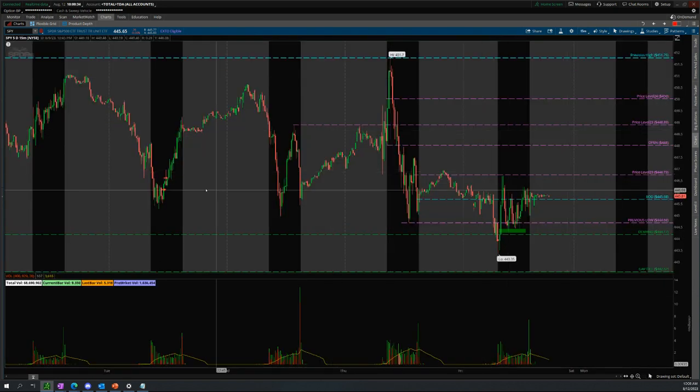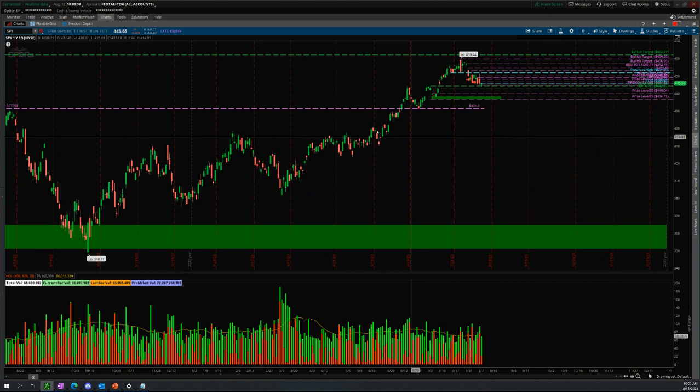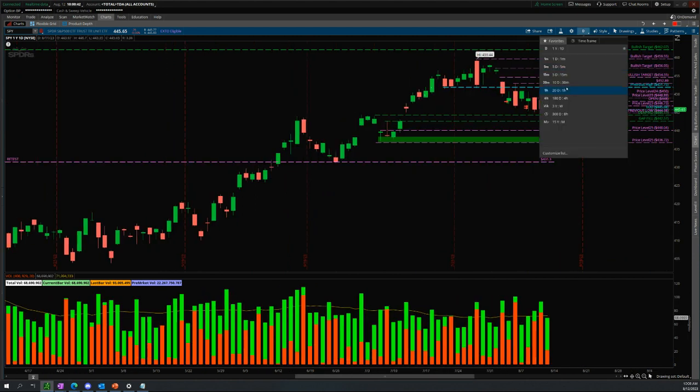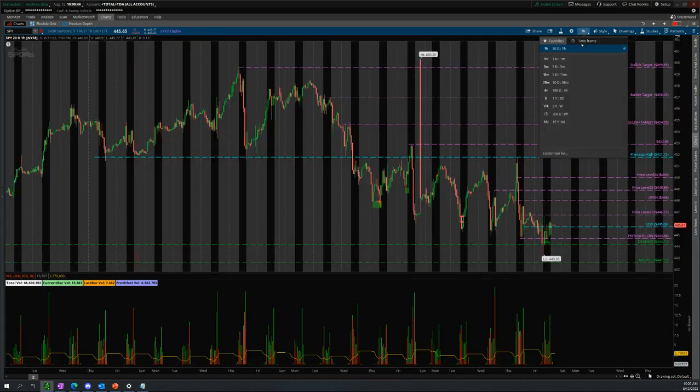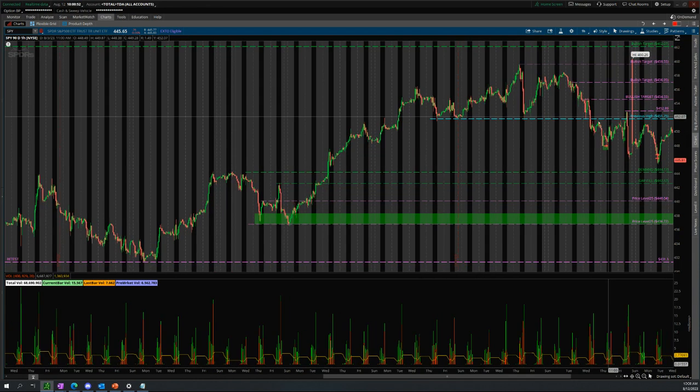Perfect. All right, so first things first. I'm going to whip out the daily. Actually, I'm going to whip out the 1 hour. I have been using the 1 hour religiously. I think a lot of you guys know this, but I'll whip out the 1 hour to get a general idea of who's in control of the market.